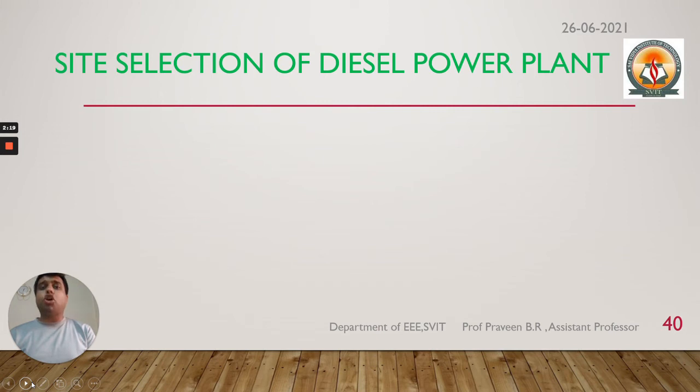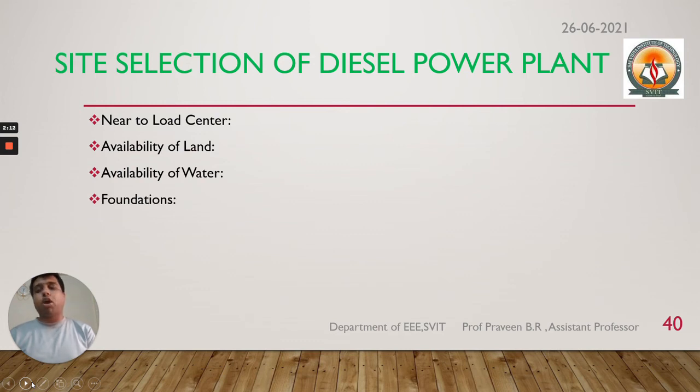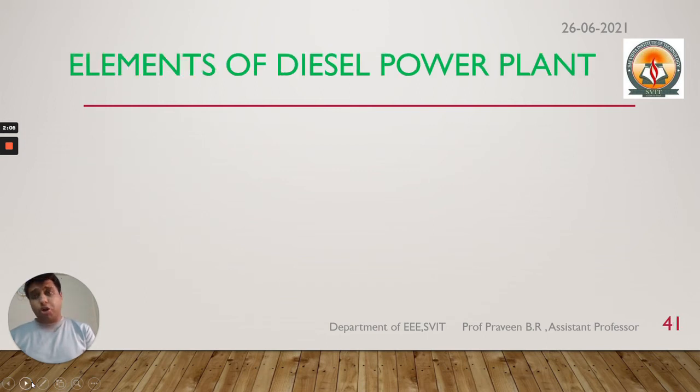The site selection of a diesel power plant depends on: nearness to the load center, availability of land, availability of water, the foundation required, fuel transportation system, local conditions, and noise pollution.